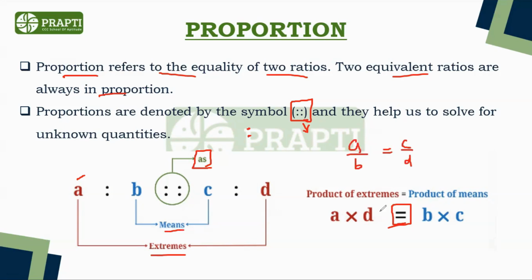So if you cross multiply, simply what is the proportion? Product of extremes is equals to product of means. Did you understand? So this is nothing but proportion. Proportion is nothing but comparing two ratios. So now let's get into the types of proportion.